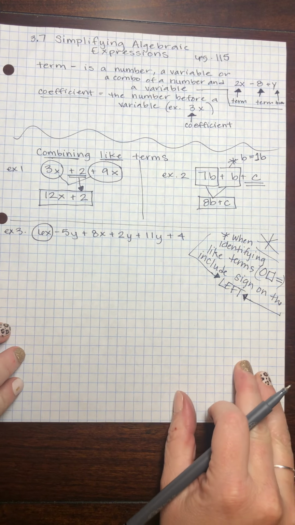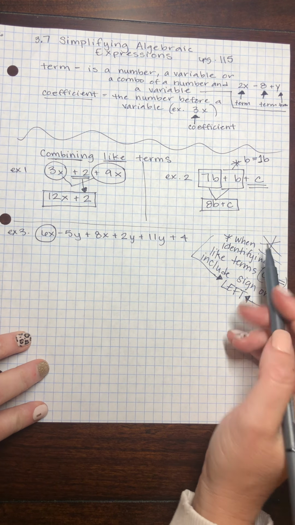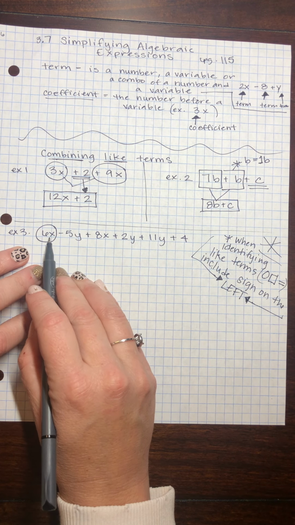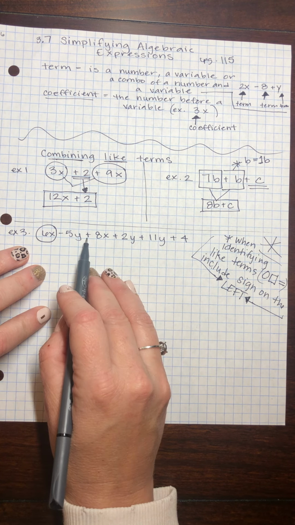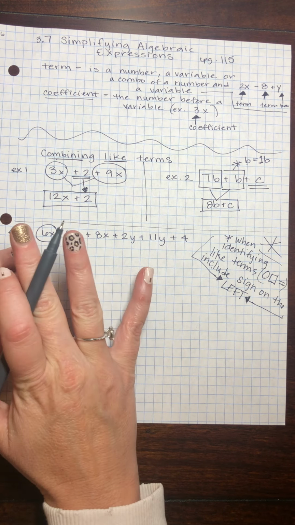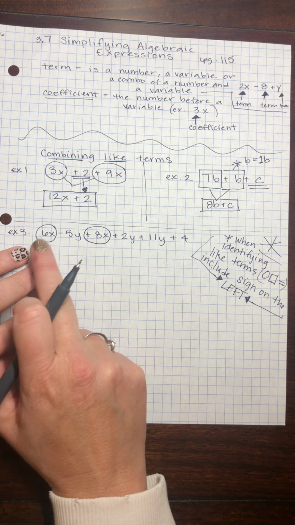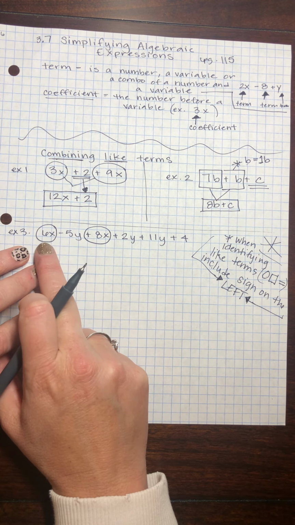When identifying like terms, circle, boxing, underlining, include the sign on the left. So in my next terms that have x, negative 5y, that's not the same. I'm not going to circle it. Positive 8x is the same, so I'm going to circle the positive, because I want to circle the plus sign. So I know that I'm supposed to add these two together. And then I'm going to look, are there any more x's? There aren't.